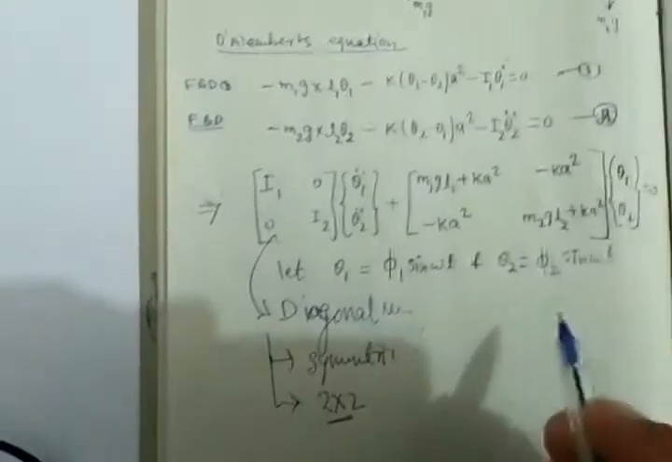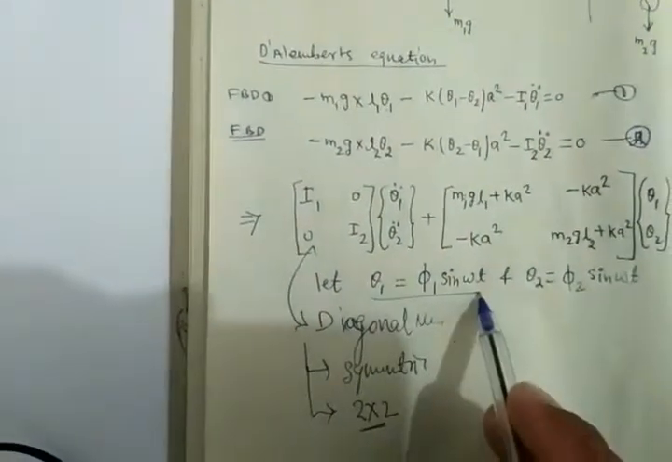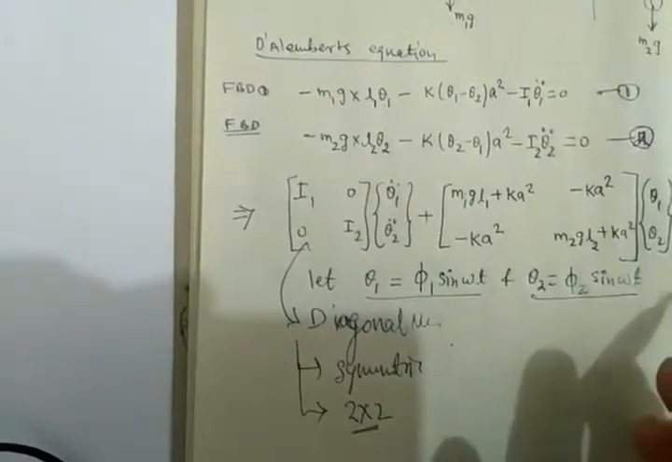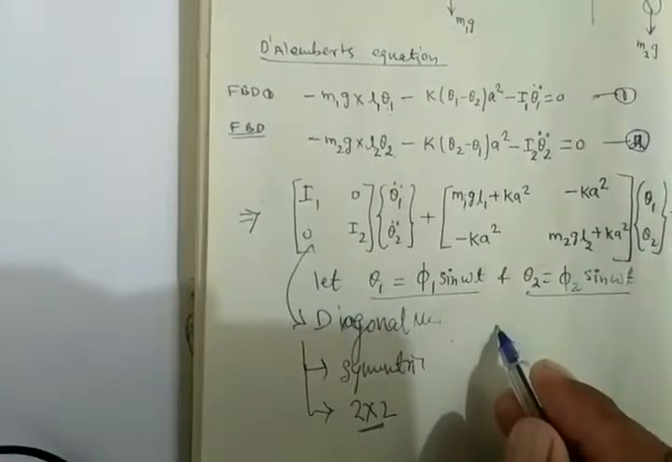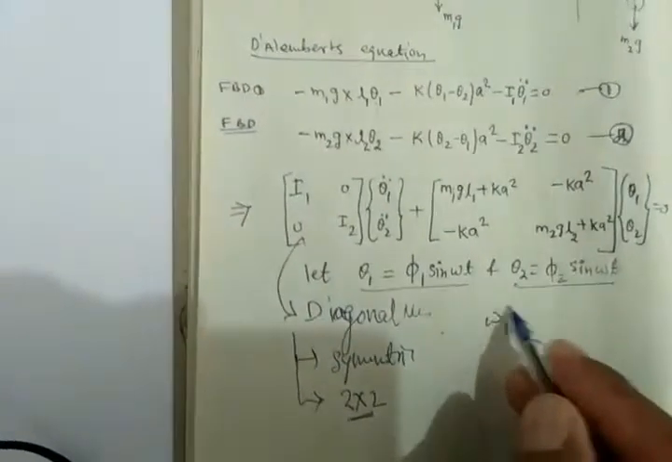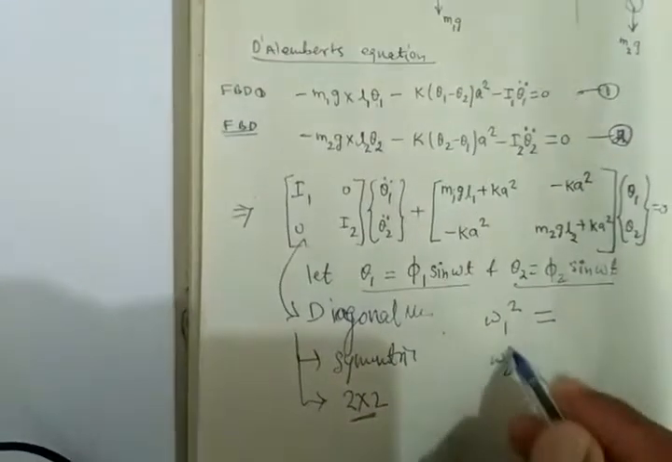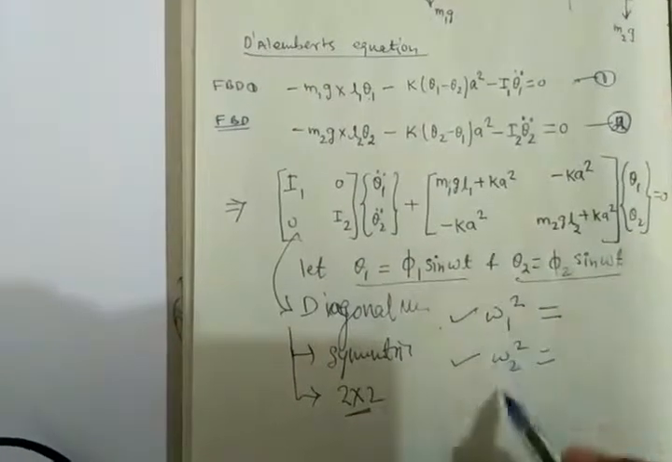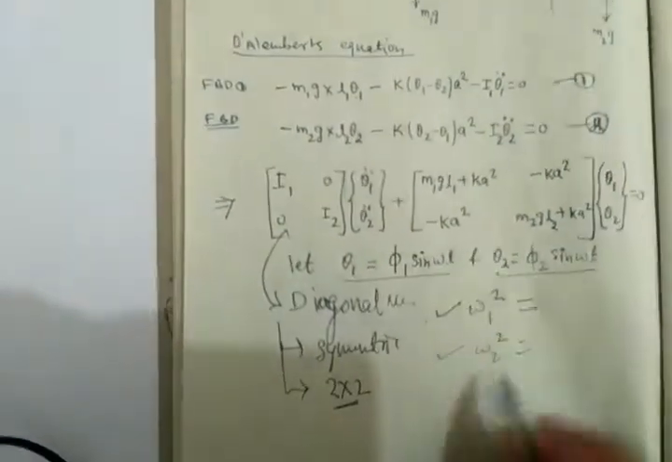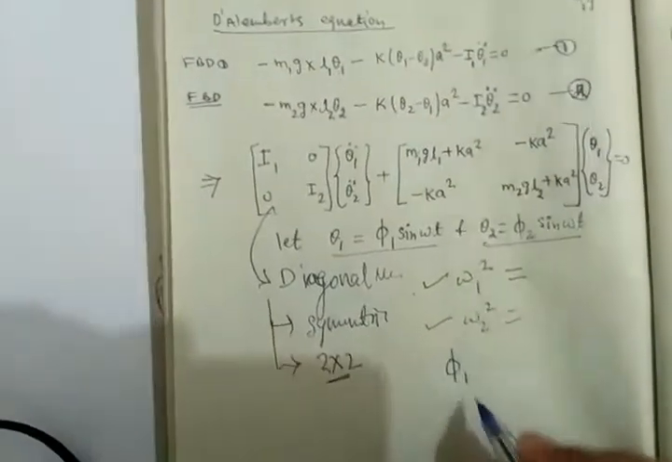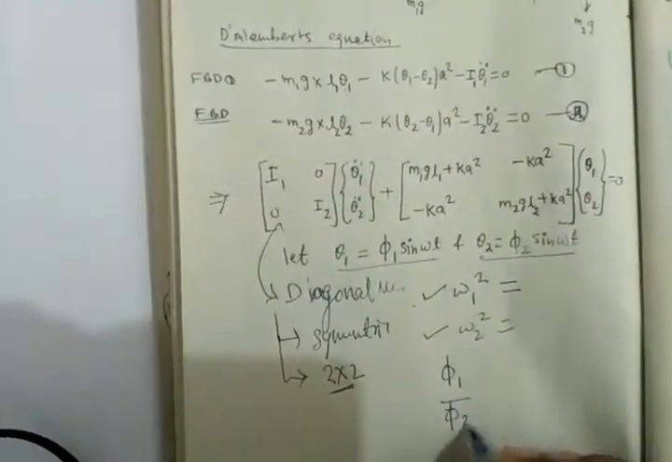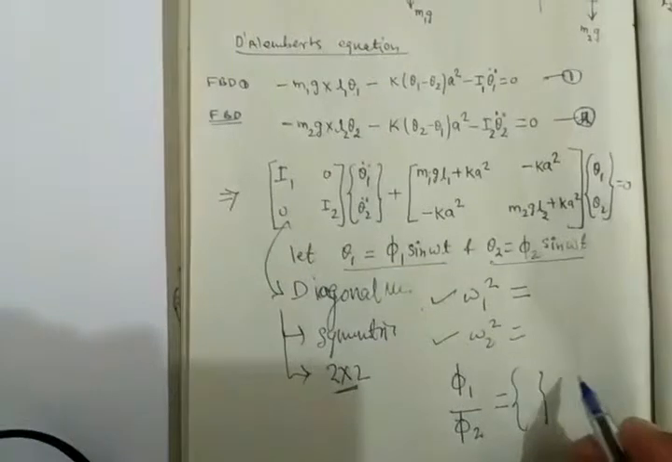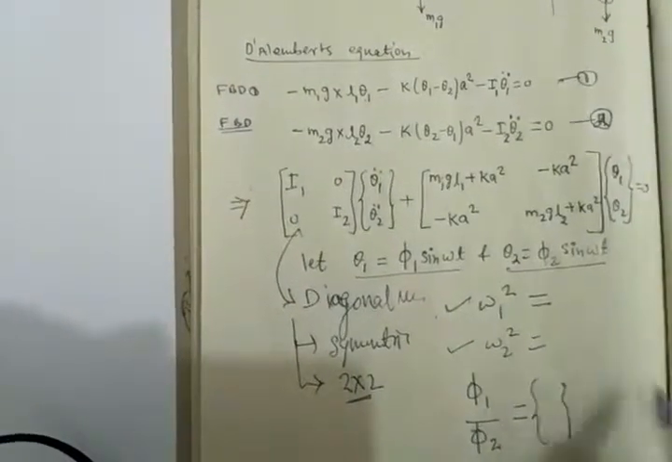So if you put theta 1 equal to phi 1 sin omega t and theta 2 equal to phi 2 sin omega t, then you will be getting your solution. That solution will be coming in the form of omega 1 square, omega 2 square. So these are your two natural frequencies, but we don't know which one is the fundamental or first frequency. So to check that one, what you have to do, you have to calculate the mode shape, that is phi 1 divided by phi 2. So in one case this will be positive, and in another case this will come negative, right?